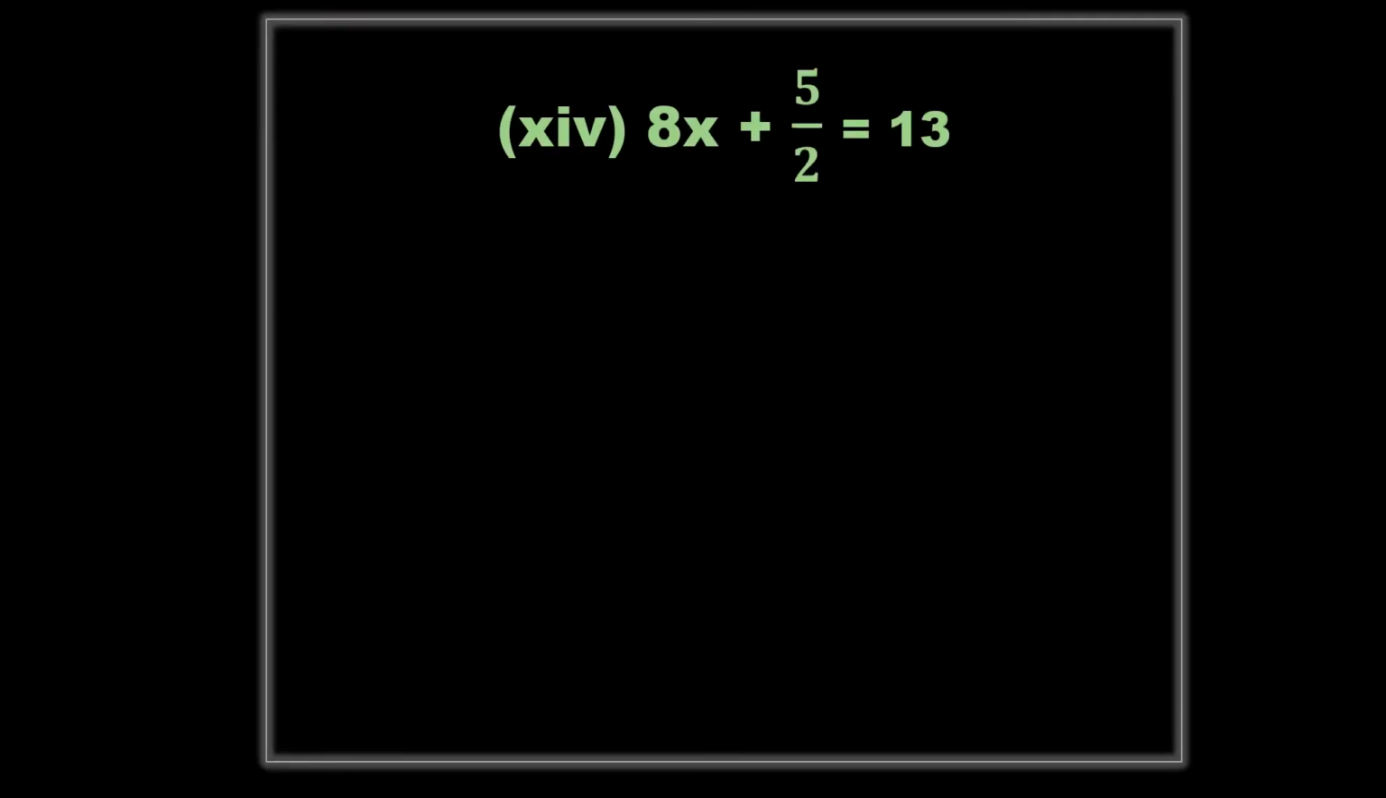Here is your next one: 8x plus 5 by 2 equals 13. No need to get confused. Step by step, one by one, we should send to the other side. So here 8x is there, so before sending this 8, we need to send this plus 5 by 2 there. Plus 5 by 2 when it goes there becomes minus 5 by 2.